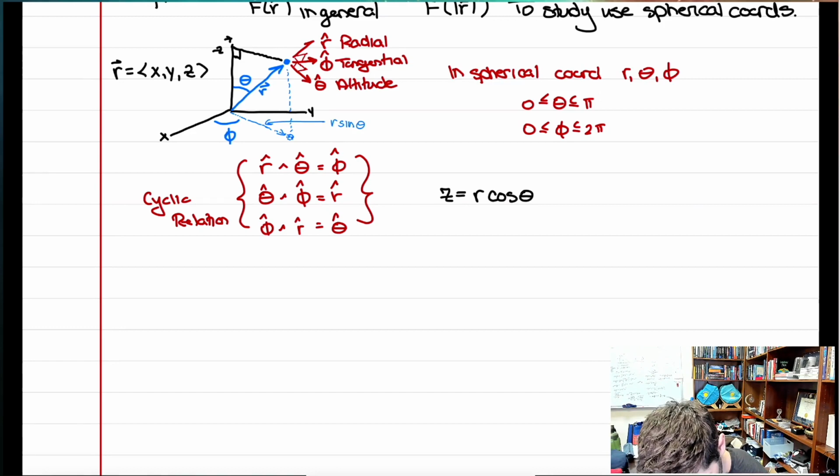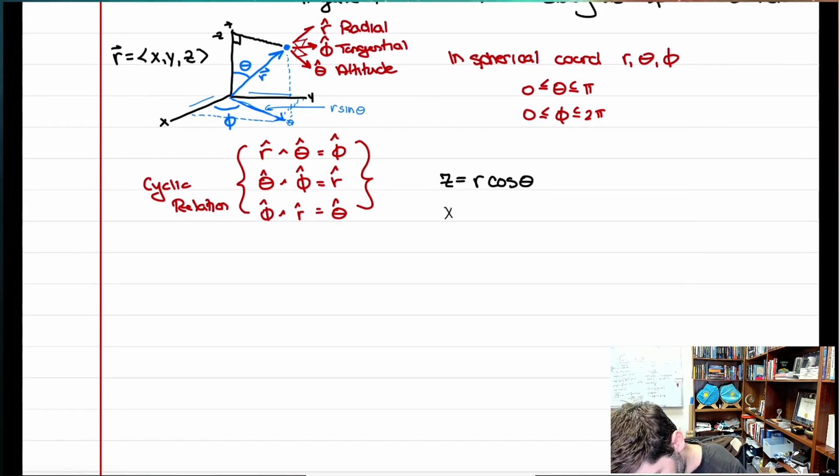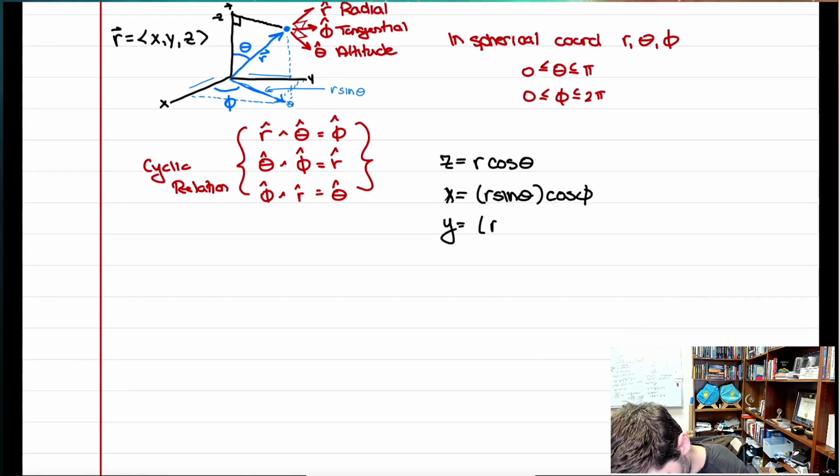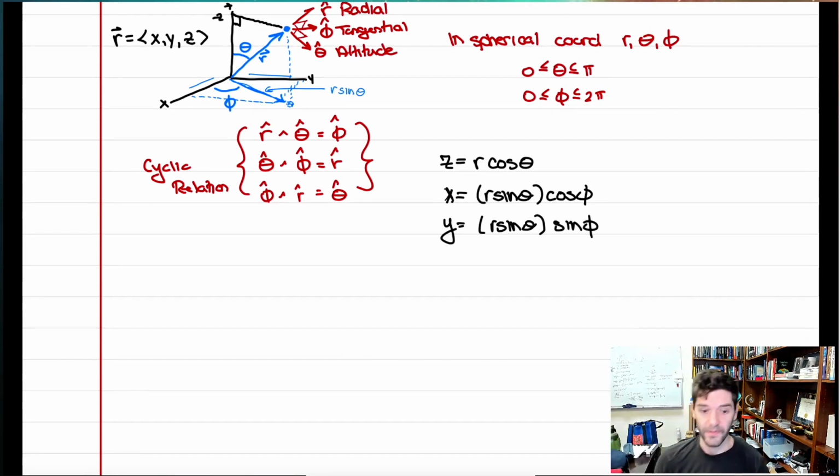And so then if this is now my new hypotenuse that has length r sine theta, I can project it into the x direction and into the y direction to get the x and y components. And so then that just says x is r sine theta, multiplied by cosine of phi, and then y, you have the r sine theta, and then you have the sine of phi component. And that gives you the relationship between the two.